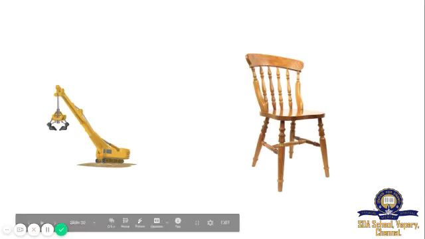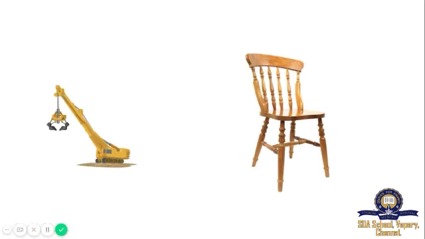Next, there is a crane and there is a chair. Which is a machine? Yes, you're right. Crane is a machine. It is a kind of heavy vehicle, used to carry mud in large amounts, or in demolishing buildings and all. Most of you wouldn't have seen this. Kids wouldn't have seen this, but the crane would be like this only. Okay, next.